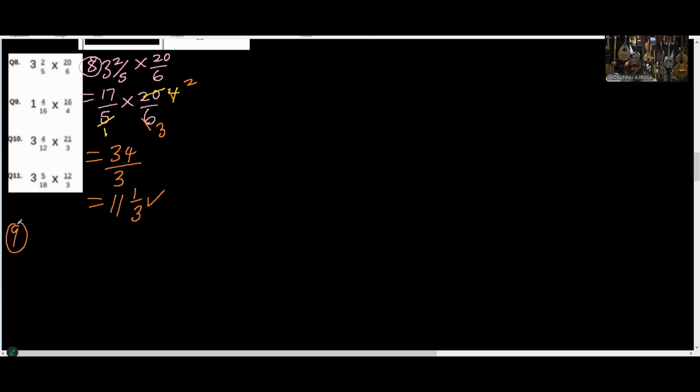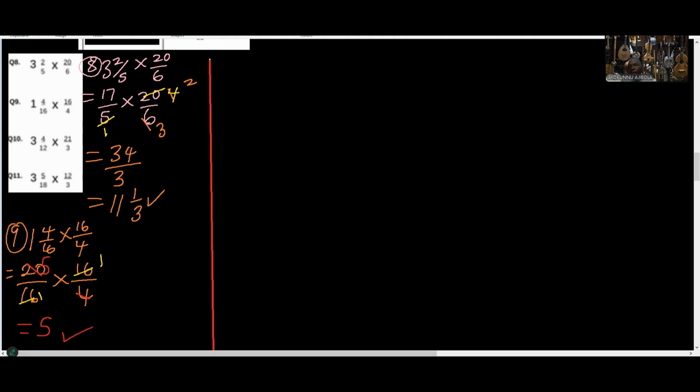Then number 9, we have 1 whole 4 over 16 times 16 over 4. If we change this to improper, 16 times 1 plus 4, that is 20 over 16 times 16 over 4. Then 16 can divide 16 to give us 1, and 20 can be divided by 4 to give us 5. So our final answer is 5 times 1, which is 5.